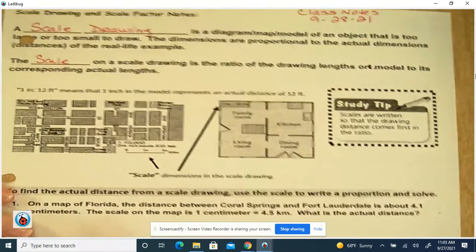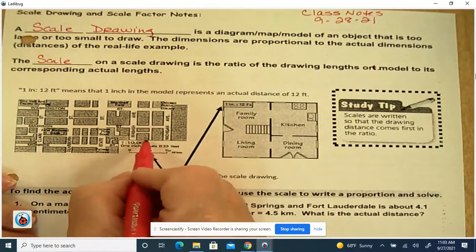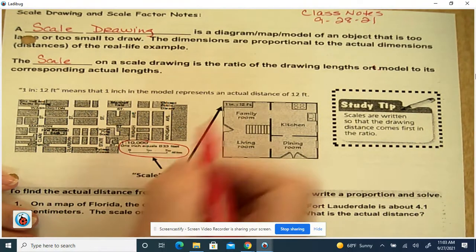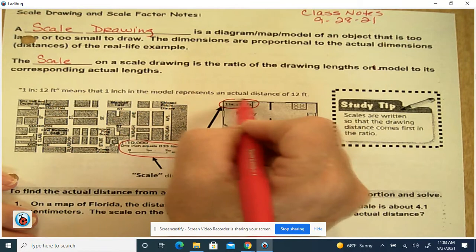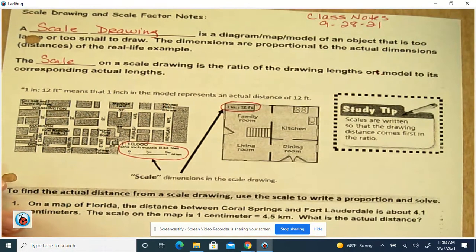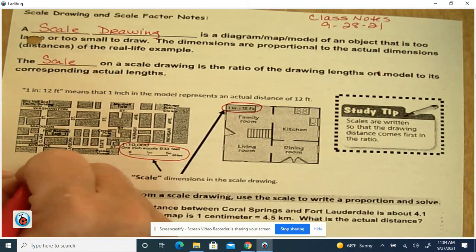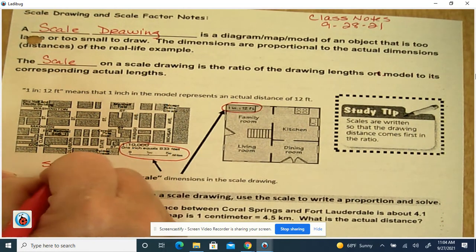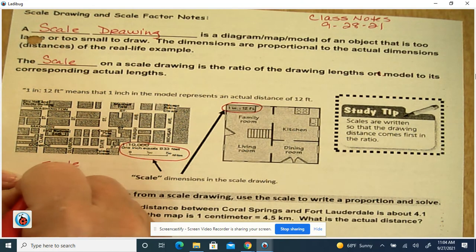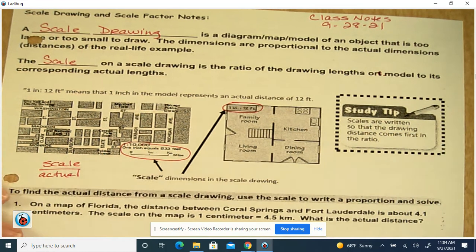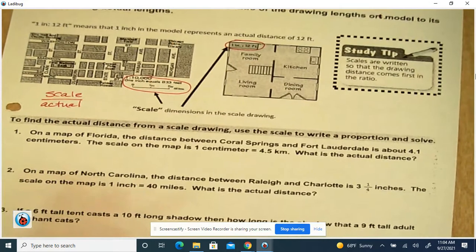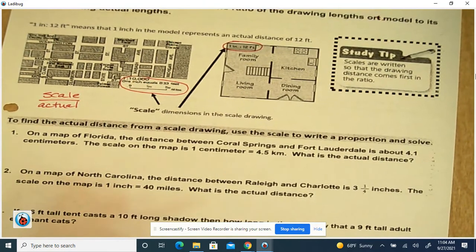If we look at these two figures right here, here's the scale for this one, and then here is the scale for this one. Okay. Scales are written so that the drawing distance comes first in the ratio. So our formula would be the scale over the actual. All right, so let's look at this first example.